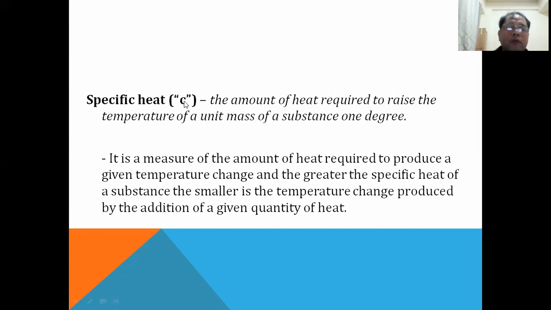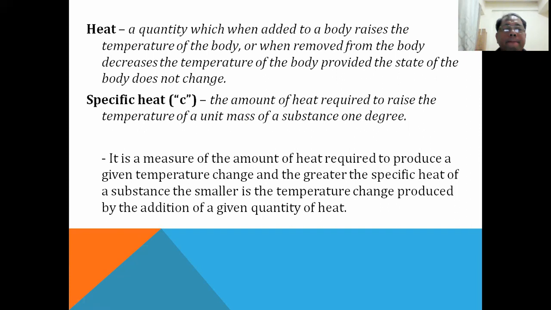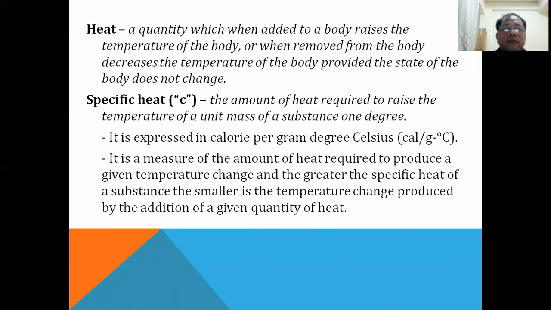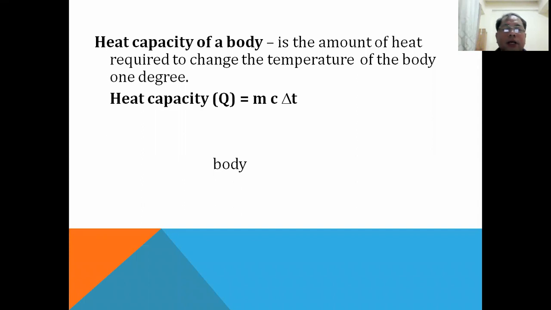Now, we indicate specific heat with this small letter c. This is the amount of heat required to raise the temperature of a unit mass of the substance 1 degree higher, 1 Celsius degree probably. Specific heat is a measure of the amount of heat required to produce a given temperature change, and the greater the specific heat of the substance, the smaller is the temperature change produced by the addition of a given quantity of heat. So these are all about heat capacity and specific heat.